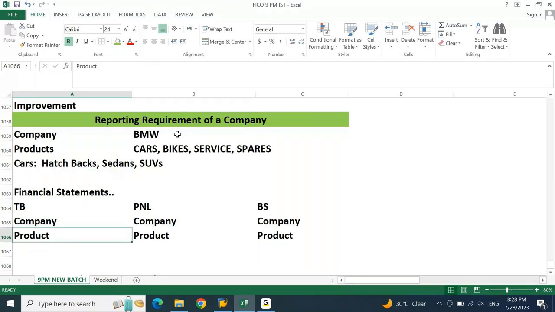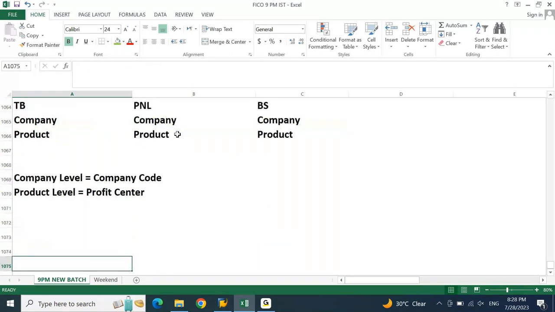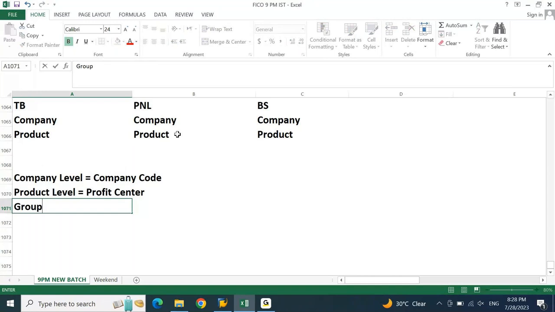Yeah. Okay, sir. Now, once we decide at what level you are going to generate financial statements, like company code level, product level, and then grouping of products, we call it a segment. Segment is nothing but a grouping of products. In short, it's a group of profit centers. Three profit centers, I call it one segment.